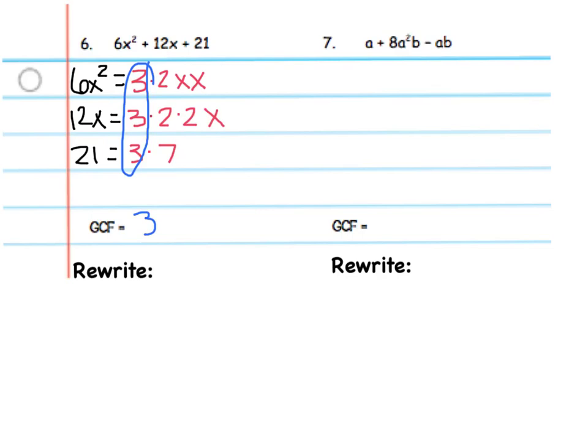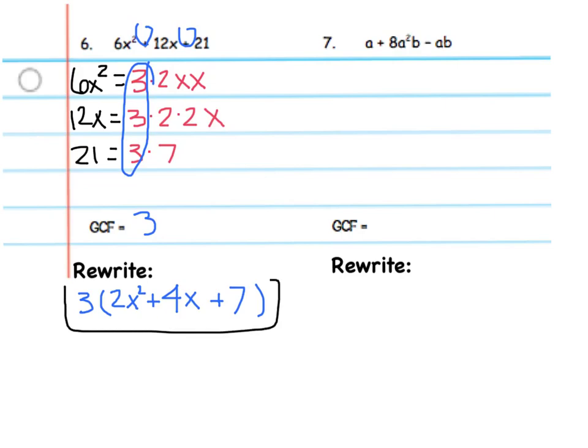is 3. So let's rewrite the problem here. 3 goes on the outside. Notice we're going to have 2 parts on the inside. Plus and plus. So what's left over is what we write inside. So for the first term we have 2x squared. In the middle term you have 2 times 2, which is 4, and an x. And lastly, the 7. So that would be our complete answer.